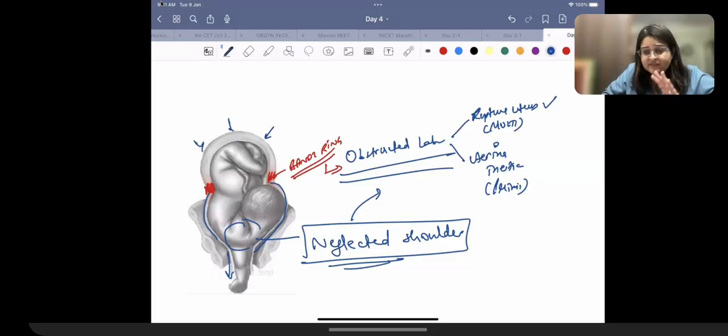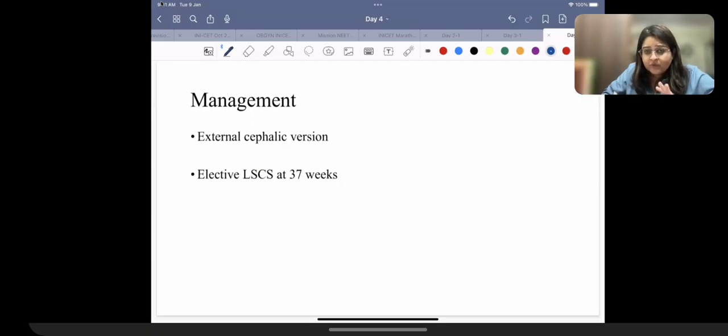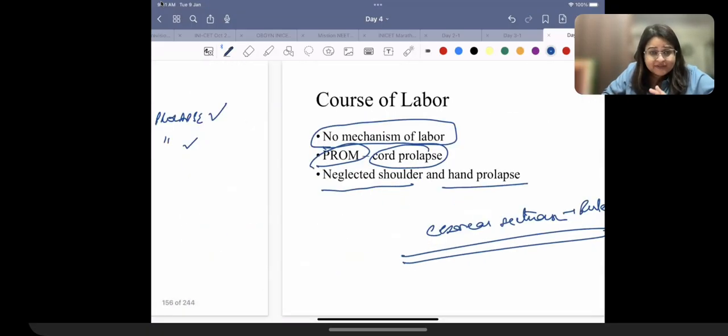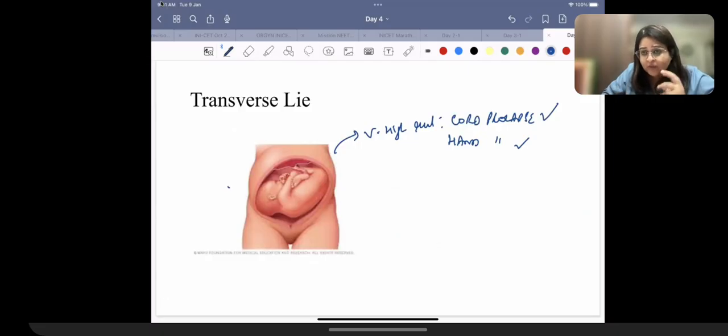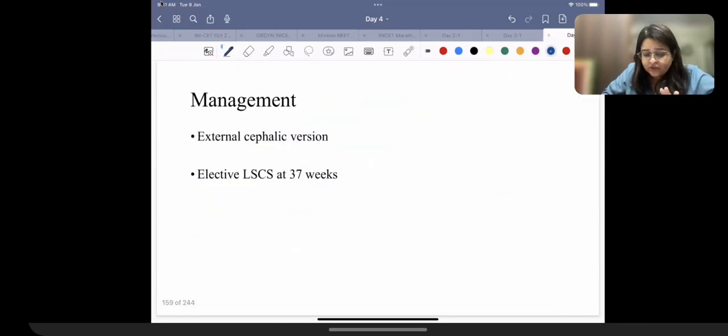ज़ैवनेली इज डिफरेंट, दिस इज डिफरेंट. डोंट गेट कंफ्यूज्ड. ओके. Now, what will you do? So this is what can happen if the patient goes into labor, what we are worried about. We don't want this patient to go into labor. So at 37 weeks, what should you do? You should plan an elective LSCS.